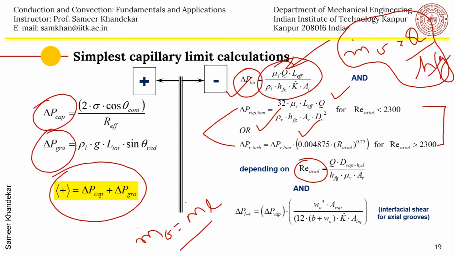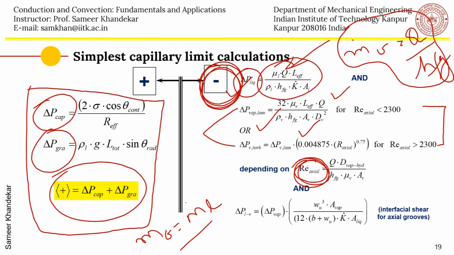So essentially, the plus sides are fixed, that is, the pumping power is fixed, and the dissipative power requirement is increasing as you keep on increasing the Q, because the m dot keeps on increasing, and that changes the pressure drop.